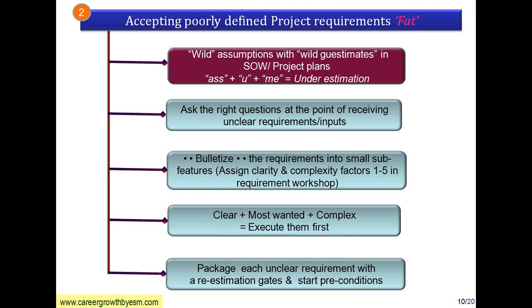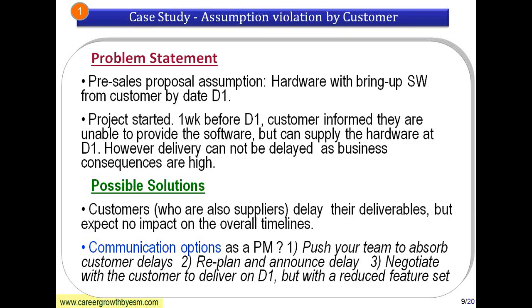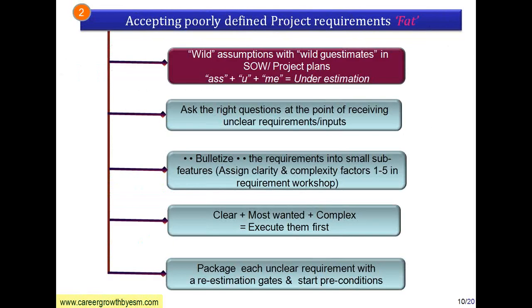Now what happens to the unclear requirement? Now you have handled only the clear, most wanted and complex. What happens to unclear requirement? Package each unclear requirement with re-estimate gates. So you say that this is unclear because of these reasons. So go back to the customer's door and knock at the customer's door to find out whether you can get clarity, or you can propose certain requirements back to the customer and get it approved. This is the way how you basically convert an unclear requirement and get back to clarity.